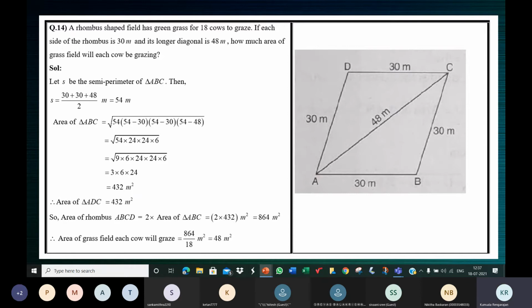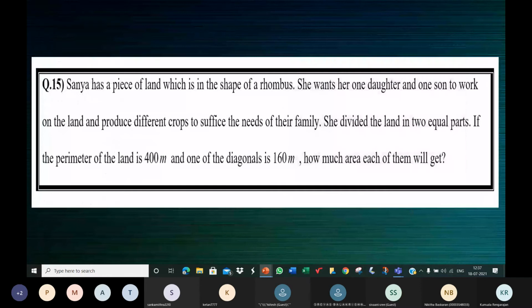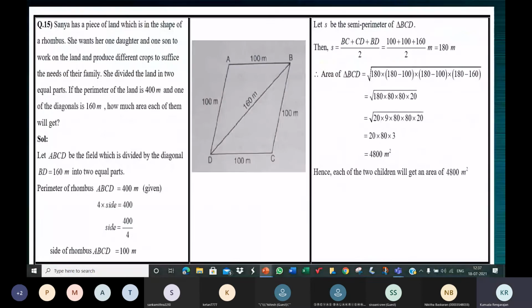I want all of you to work it in the other method also, by finding the length of the diagonal BD and using the formula half D1 D2. Complete this by yourself, children. Homework.